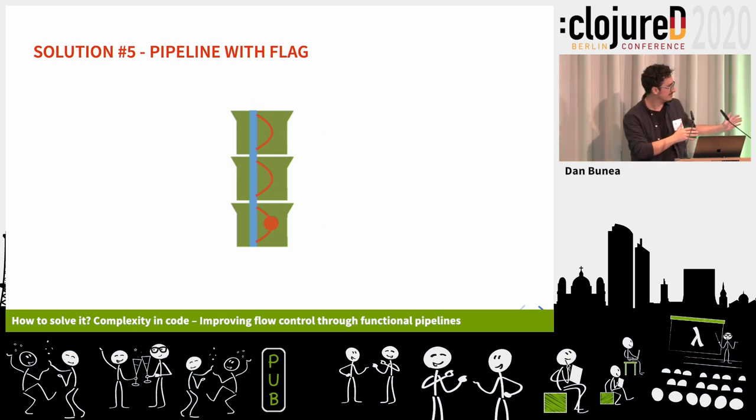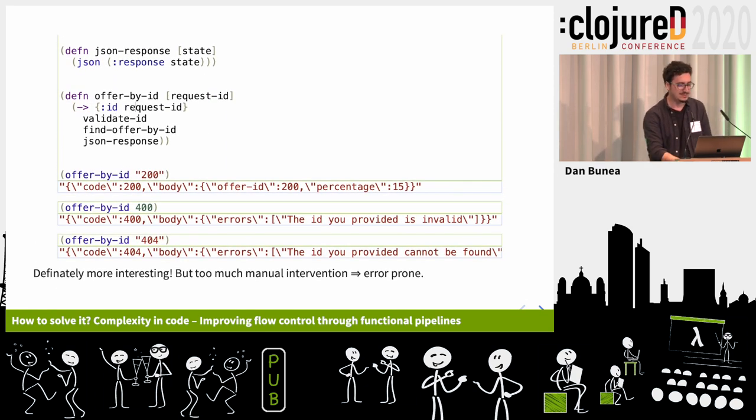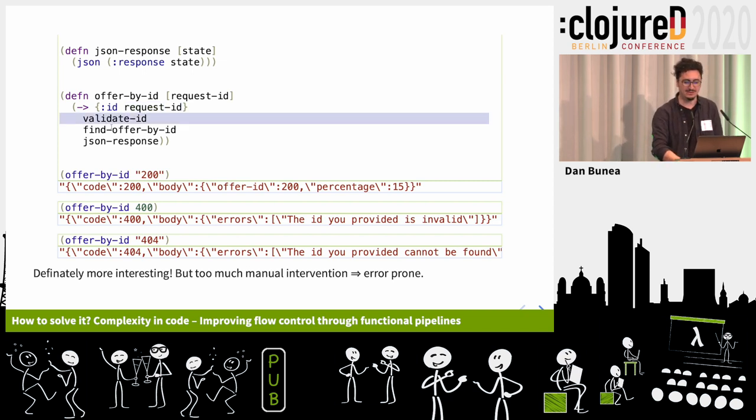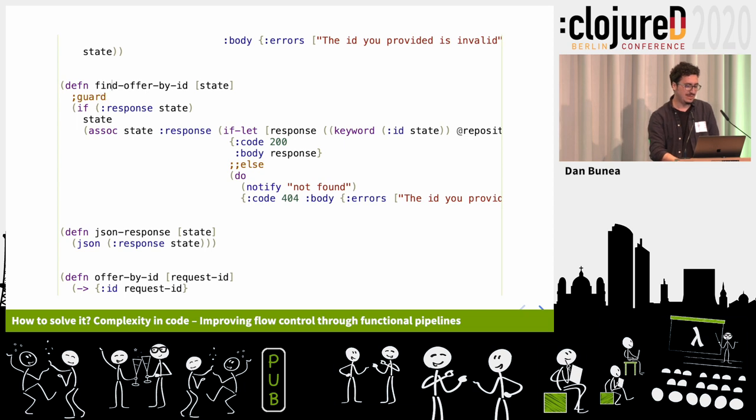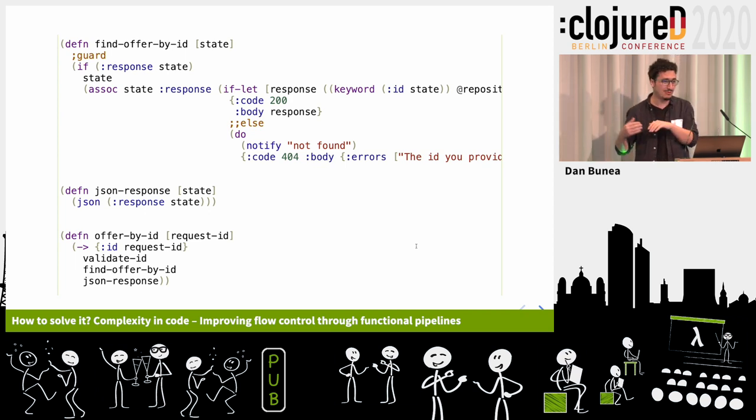Now I tried all these drawings or things are made by me, and you can see. So my pipe right here would be this one, right? I would start with some request and then validate, then find, then make the JSON. So let's look at these functions. As you can see, for instance, when I enter the second function, the very first thing would be a guard. Do I have a response? Yes, return the state. If I don't have a response, then actually compute it and do some things. But this is a lot of manual intervention. Now, depending on how you write the pipes, because you can write them with your own composition, not comp, you can actually put that in, and that will automate a lot of the things.